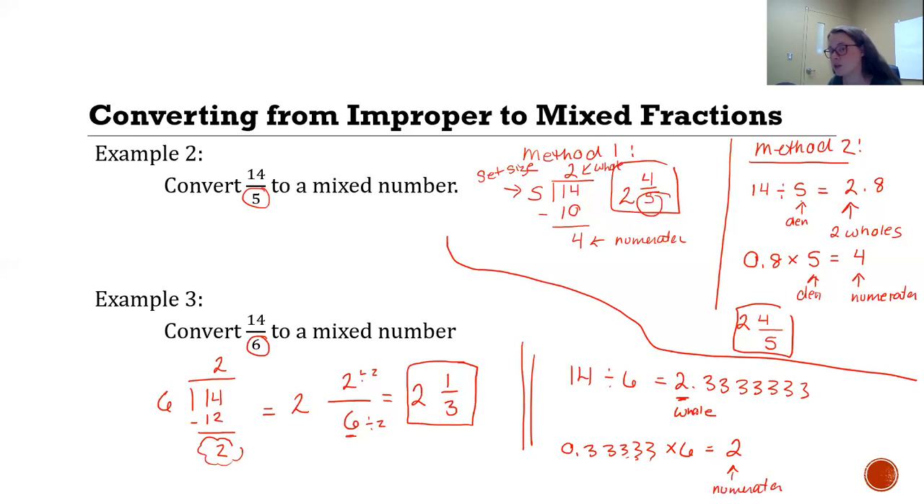So we have our wholes. The decimal gives us our numerator. So we have 2 and 2. The denominator stays the same, which is the same as 2 1/3.